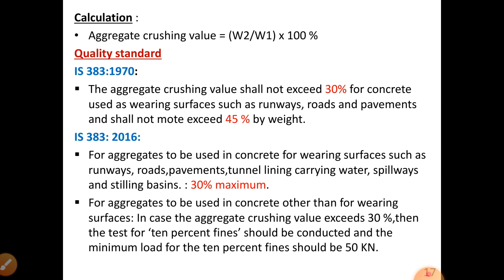But for aggregates to be used in concrete other than for wearing surfaces, they say in case the aggregate crushing value exceeds 30%, then the test for 10% fines should be conducted and the minimum load for the 10% fines should be 50 kN.